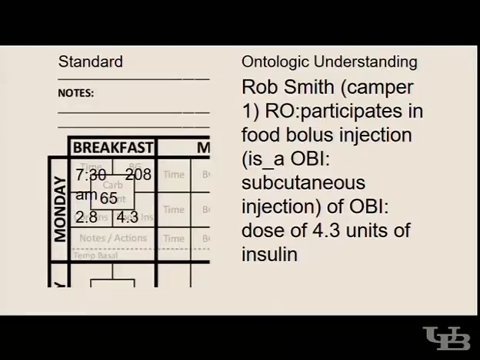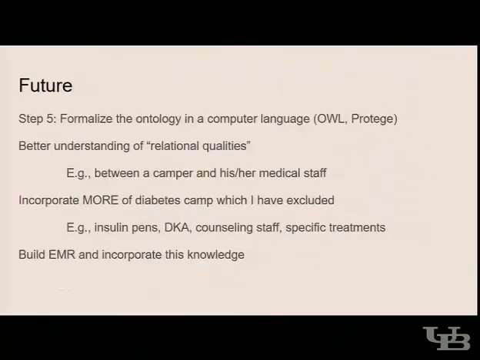Is that clear to everyone? So this example that I've just shown you is the most core thing that needs to be represented in an ontology of diabetes care at Diabetes Camp. And this is one of the more basic things that will need to be represented in any electronic medical record version of these paper notes that I create. And so that's one of my future steps, building that EMR and incorporating this ontological knowledge into it.